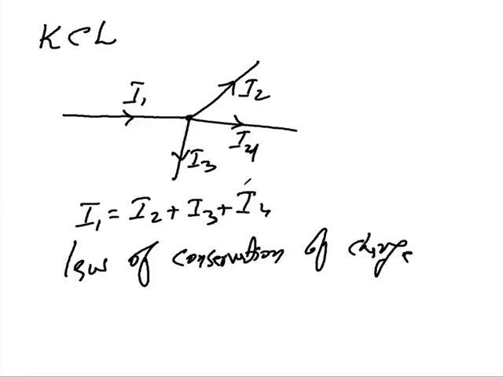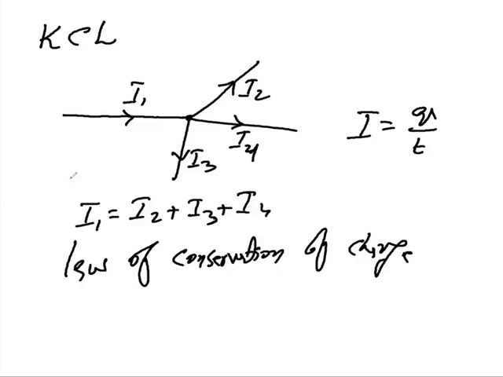If you are using this law, KCL, for such a circuit, then you must satisfy this law of conservation of charge. As we know, current is equal to charge per unit time. If 10 charges are moving in this direction, then 2 charges will flow like this, 3 charges will flow like this, and how much is left? That is 5 charges. So 5 charges must flow like this, not 4 charges. The law of conservation of charge means charges entering this junction will always be equal to charges leaving this junction.